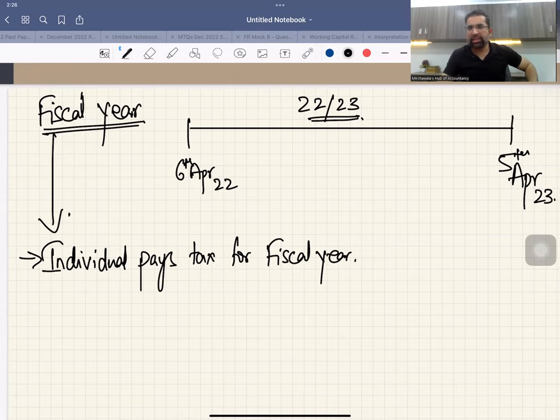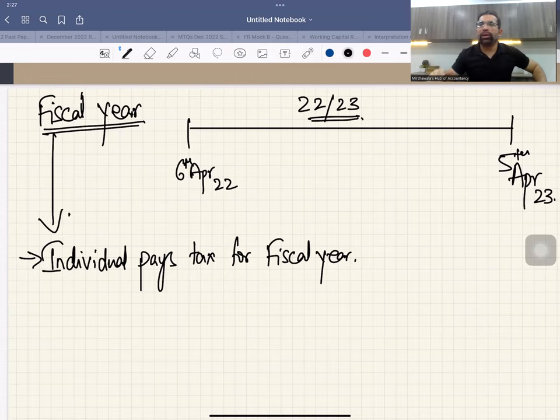Yes, there is a possibility the rates which I'm teaching you right now may remain the same in the next fiscal year. Sometimes the tax department announces that there are no changes in tax rates. So in future, these rates may remain the same. But right now I'm giving you the rates of the 2022-23 fiscal year.